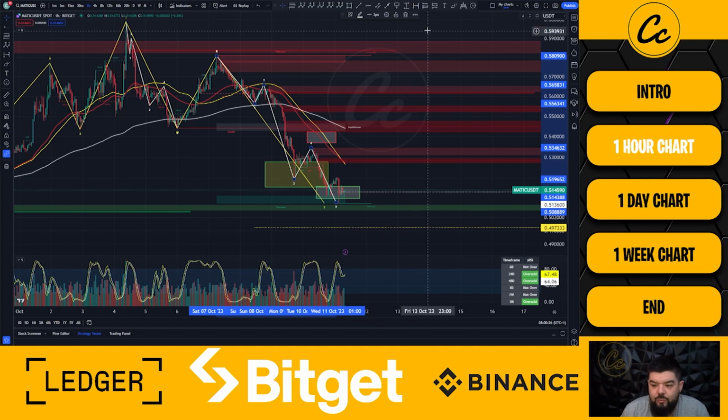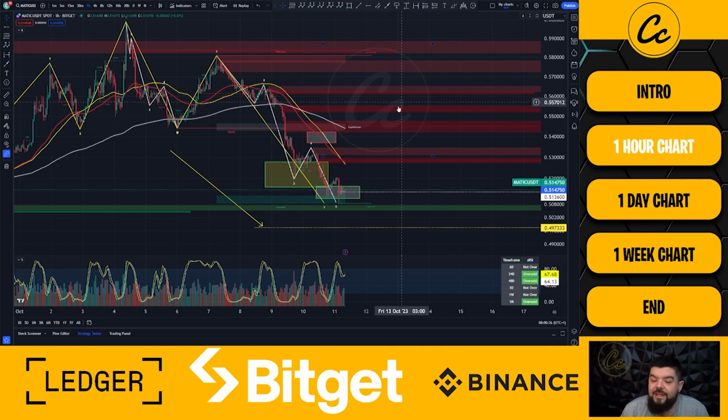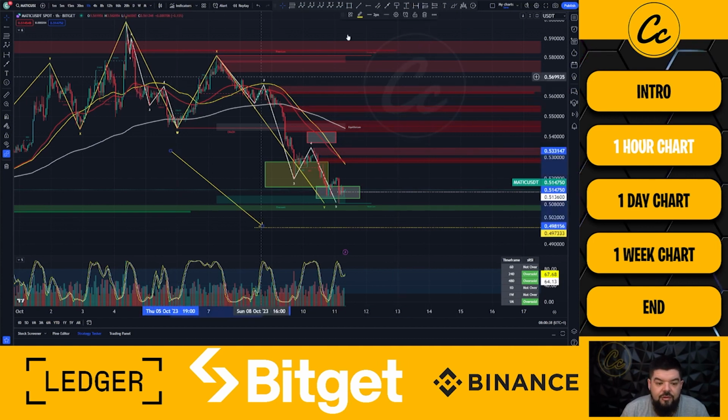So the key level we are looking at here for POL, this is the critical level, is coming right down here at 49.7333. If we hit this level, then we are not expecting this push to the upside, the relief rally as such.